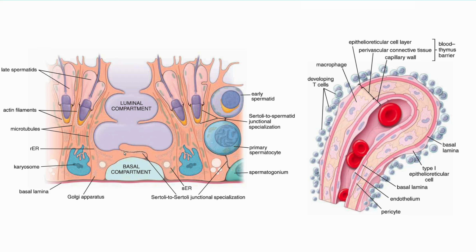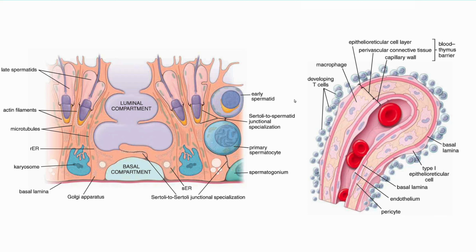Next is blood-thymus barrier. This is the thymus and these are the blood vessels with the RBC within it. So, outside we have the thymic tissue where developing T cells will be present, and all these structures together form the blood-thymus barrier, and the main component will be the epithelio-reticular cells present in it. So, those are the different examples of tight junctions.